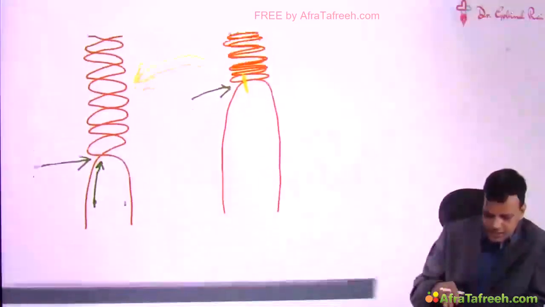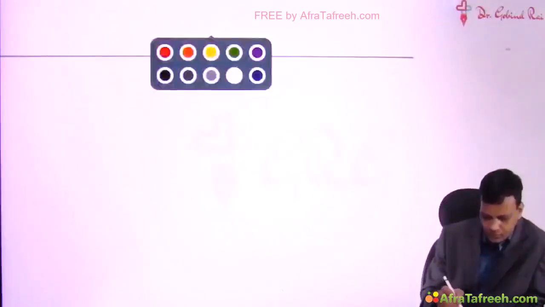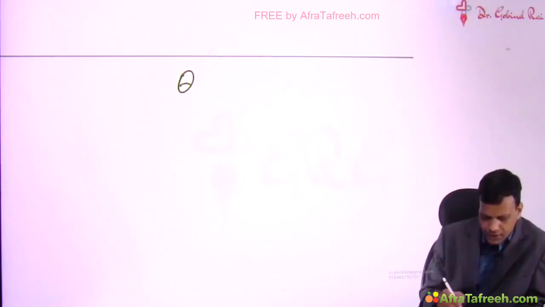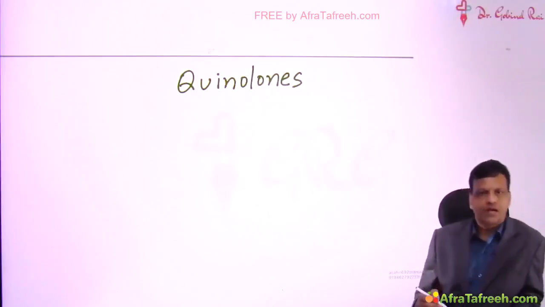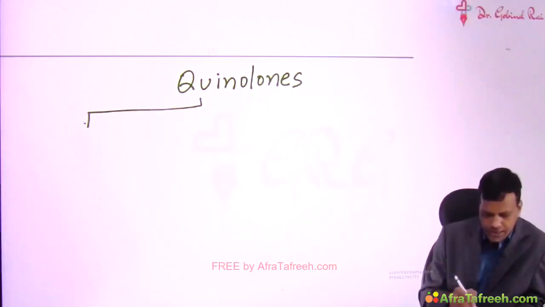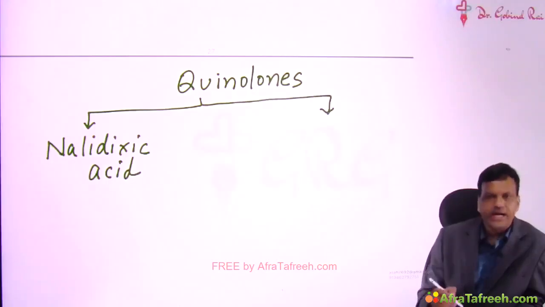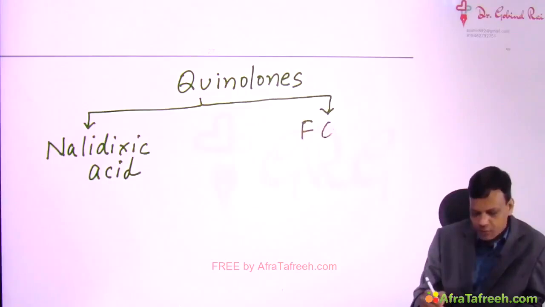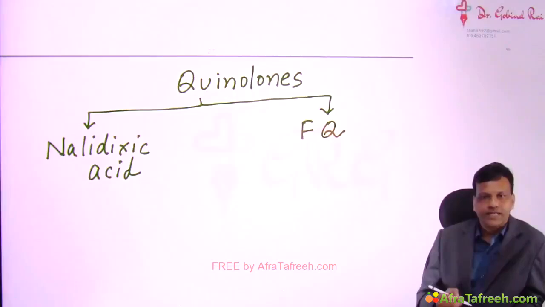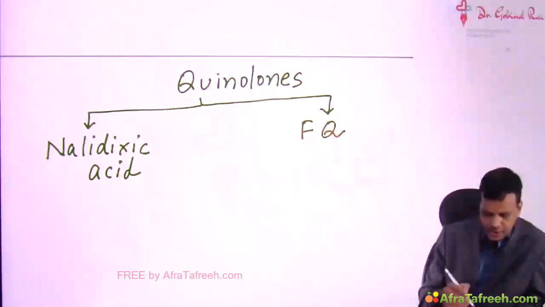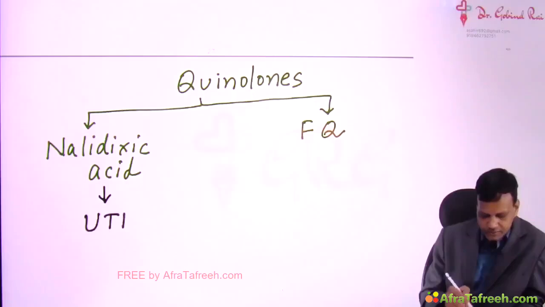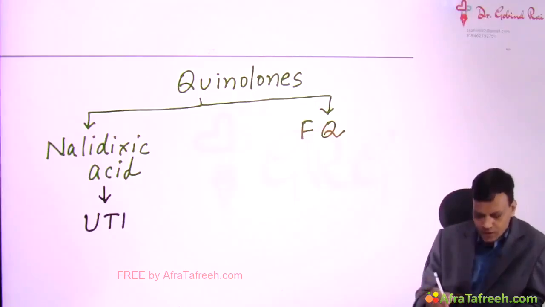Now DNA gyrase inhibitor drugs, chemically these drugs are quinolones. Quinolone is a chemical structure. One of the drugs is nalidixic acid, whereas all other quinolones also contain a fluoride atom in the chemical structure, so they are called fluoroquinolones. Nalidixic acid and fluoroquinolones act by inhibiting DNA gyrase. Nalidixic acid is used for urinary tract infections, whereas fluoroquinolones have many uses.